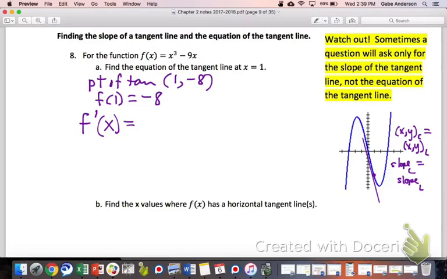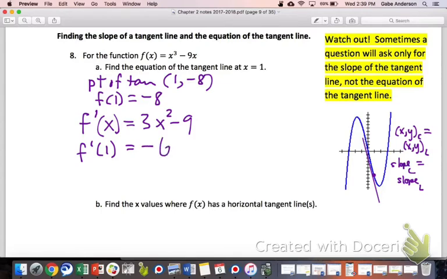So let's try that. The derivative of x cubed is 3x squared, and then the derivative of minus 9x is minus 9. So that's going to be the slope of the curve anywhere on the graph, right? We don't care about the slope of the curve anywhere on the graph. What do we care about for this one? At 1. And so I want to find f prime of 1. That would be the slope of the curve at x equals 1. So I've got to just plug in a 1. So if you plug in a 1, what do you get?